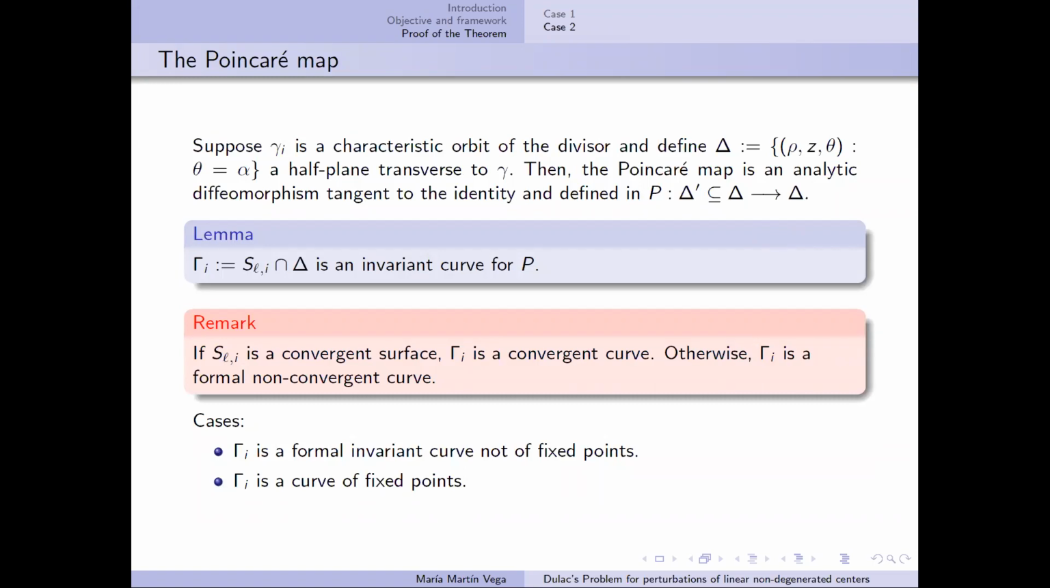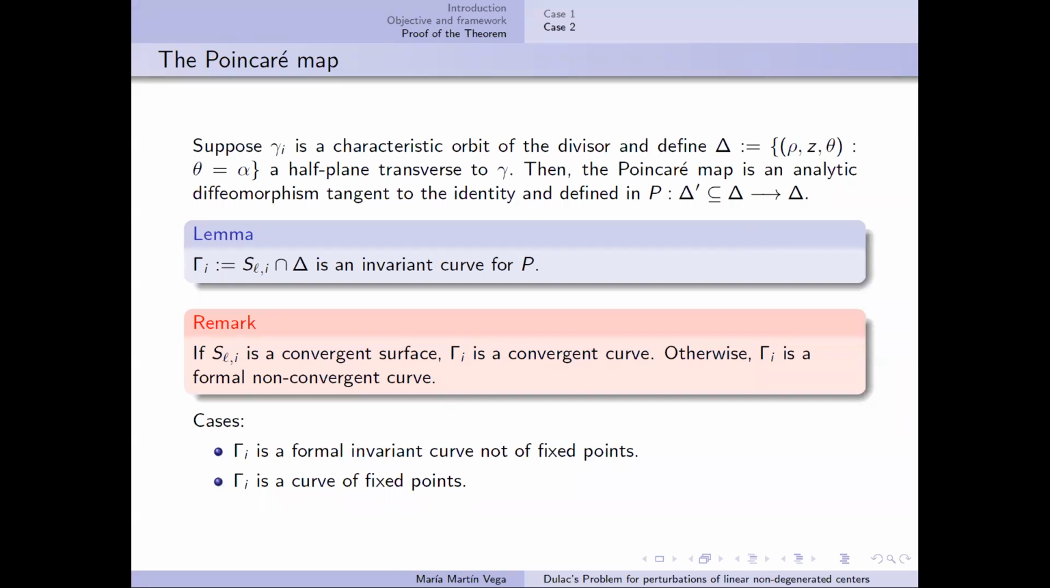Now we study the Poincare map. We can define this Poincare map in a plane that is transversal to these characteristic cycles, and these characteristic cycles don't contain singularities, so they are defined analytically. We also find that this curve, that is the intersection of the surface with this hyperplane, is an invariant curve for the Poincare map. As a remark, if this surface was convergent, then this curve is also convergent. If it wasn't convergent, it's just a formal invariant curve.